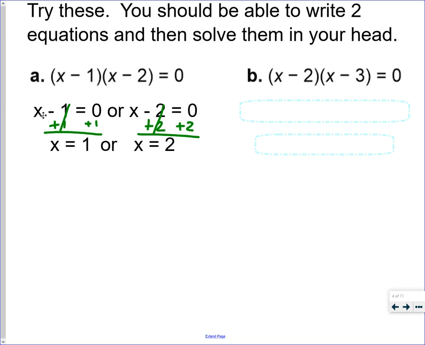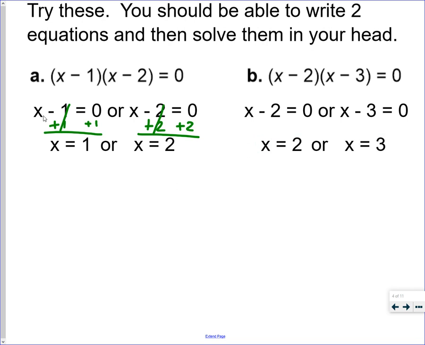In B, again, I know right now some of you know the answers. I need the equations. I need you to be able to say that x minus 2 equals 0, x minus 3 equals 0. Those are my two equations. And then I could solve those either in my head or showing my work, adding 2 to both sides, adding 3 to both sides. I would get x is 2 or x is 3.